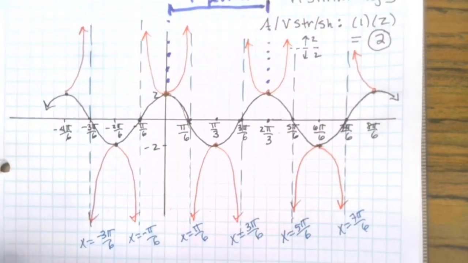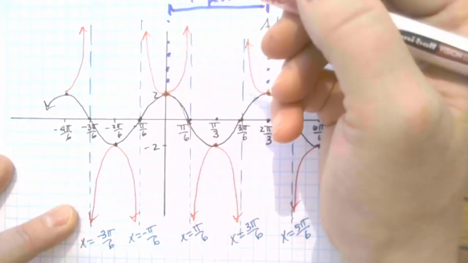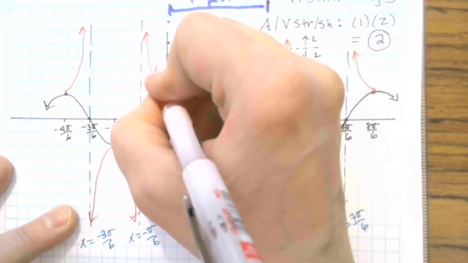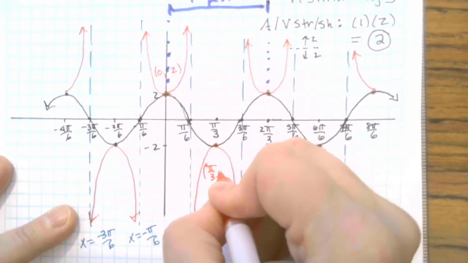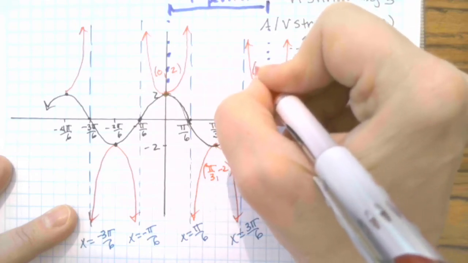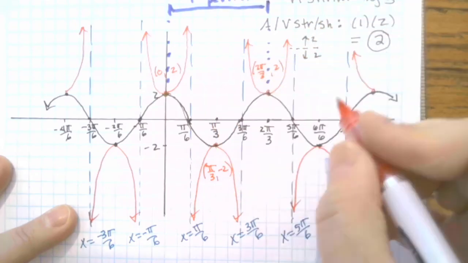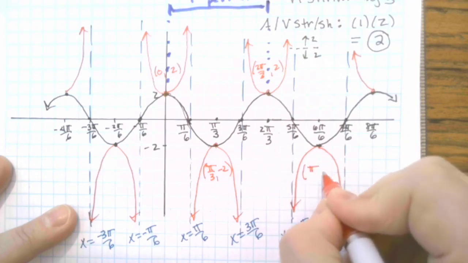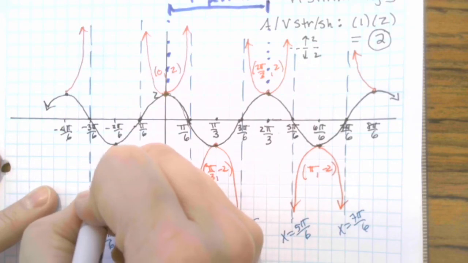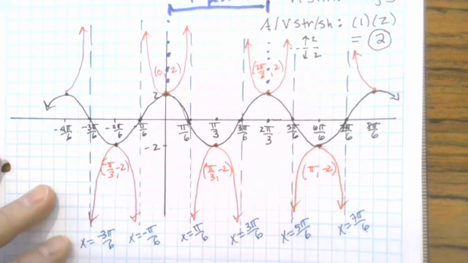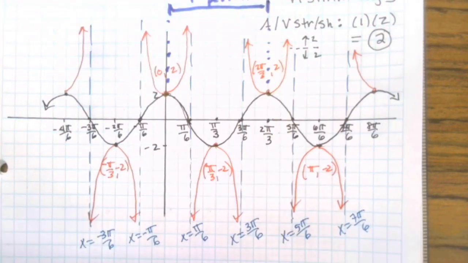All right, last thing we need to do is label our maxes and mins. This is 0, 2. This is pi over 3, negative 2. This is 2 pi over 3, 2. This is 6 pi over 6, or pi, negative 2. This one is negative 2 pi over 6, or negative pi over 3, negative 2. And there is 2 periods of secant. So again, you graph the guide graph, and then you draw the secant or the cosecant from the guide graph.